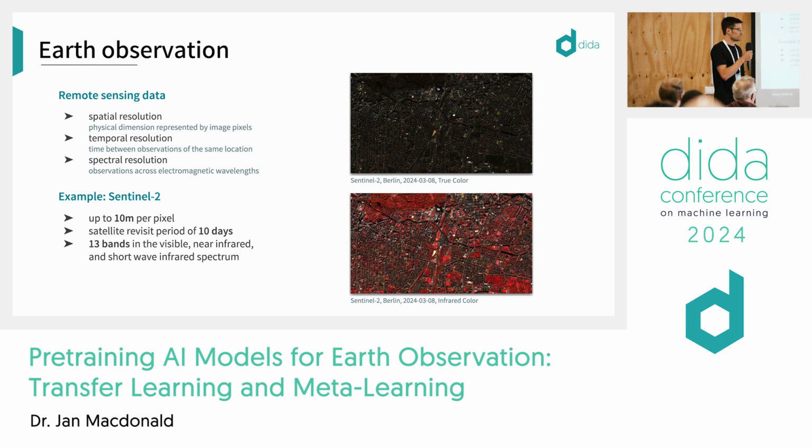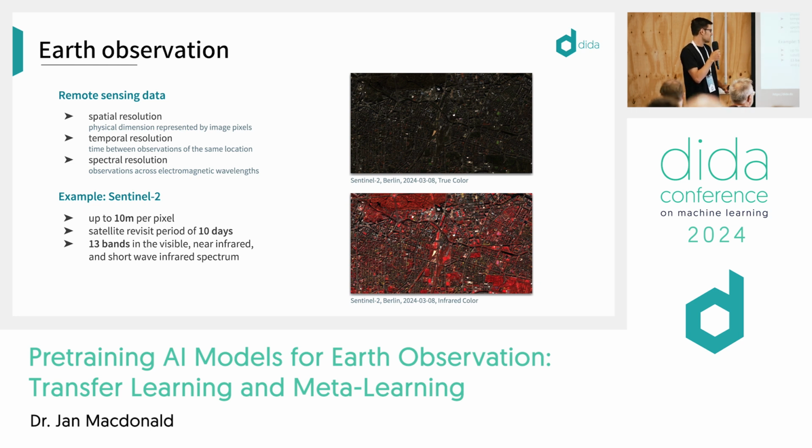We are probably all familiar with the regular true color image that you can see on the top here, which has the standard red, green, and blue channel that we all know from digital photography. But satellites often also capture other parts of the electromagnetic spectrum, and most importantly, also infrared information, which is very useful to observe vegetation, for example.